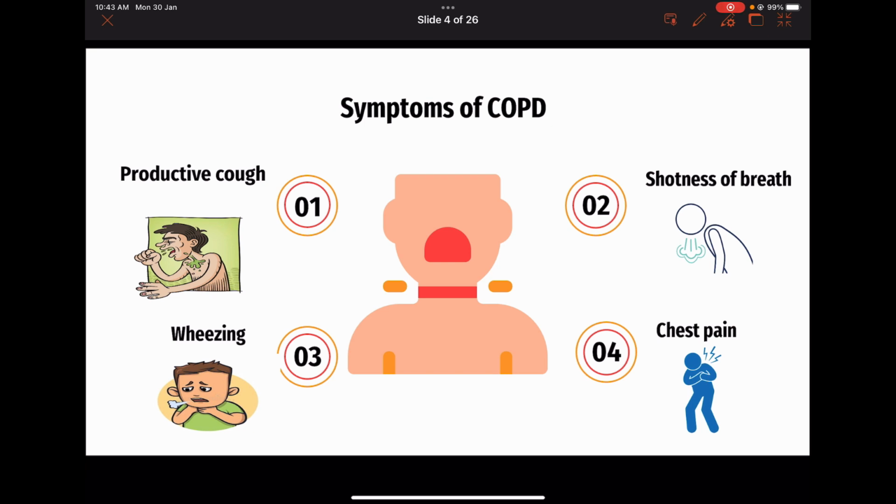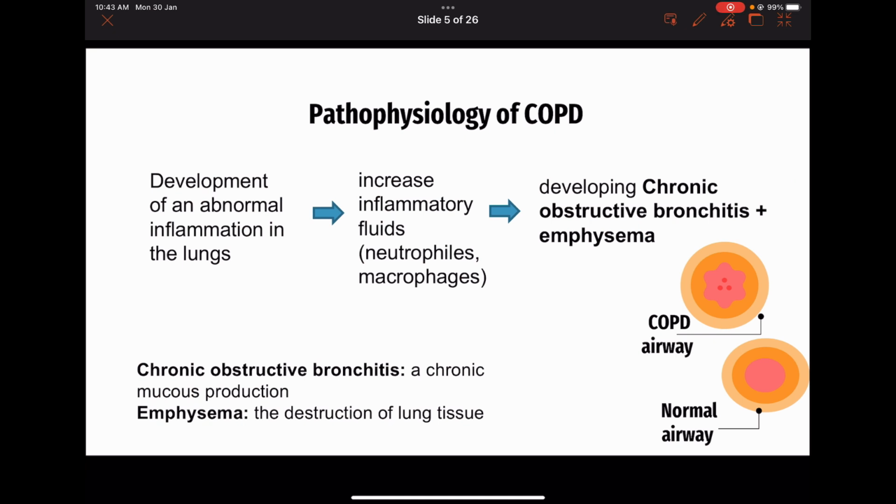Now we will go deeper into the pathophysiology of COPD. Technically, there are two different types of diseases that can cause airway obstruction, or COPD. The first one is emphysema, which is the destruction of lung tissue. The second one is chronic bronchitis, which is chronic mucus production, usually associated with emphysema. Those two things together are usually the main reason for COPD.